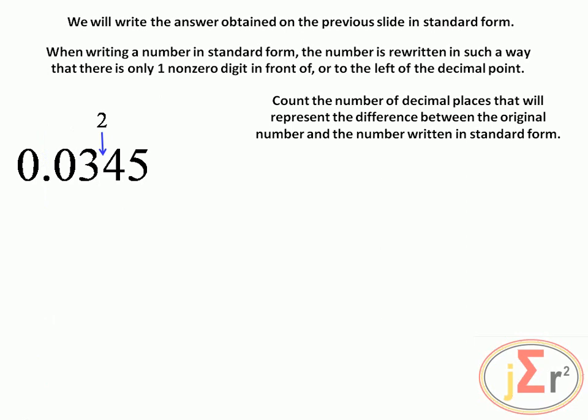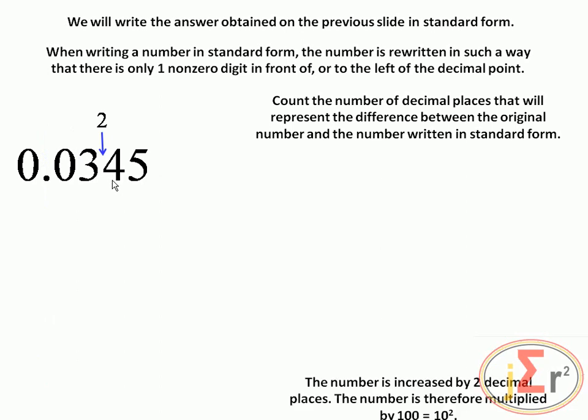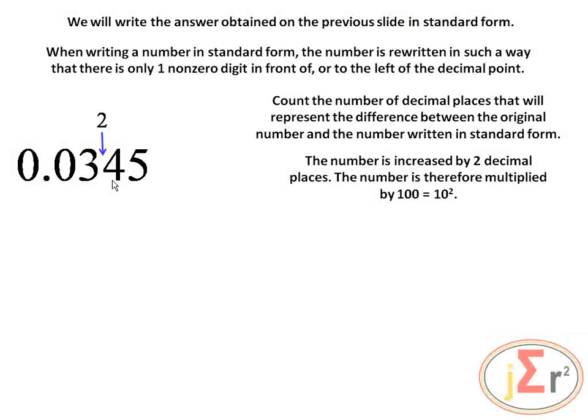So right here is where we expect the number is increased by 2 decimal places. The number is therefore multiplied by 100 or 10 to the power of 2. As we see right here, we have 0.03. Here we have 3.45. Surely this number is greater than this one. And how so? By 2 places of decimal.